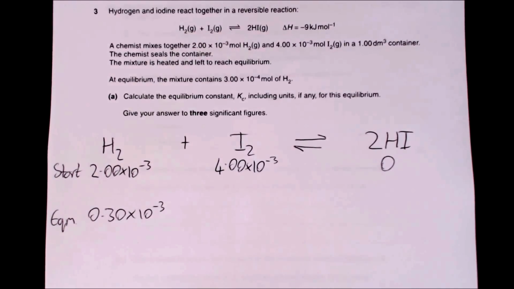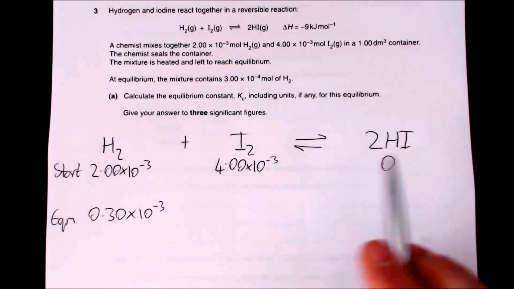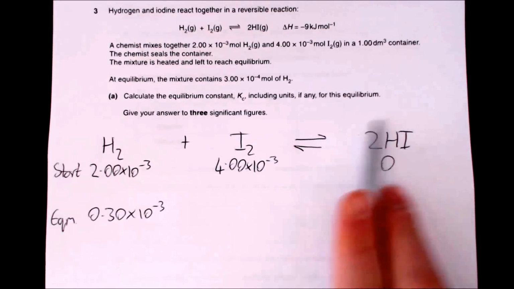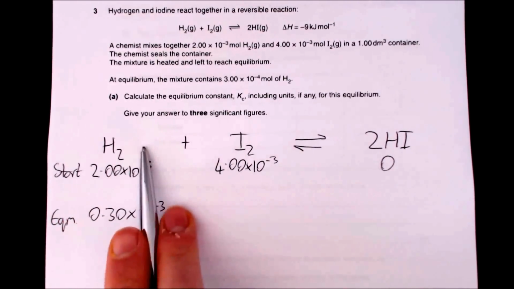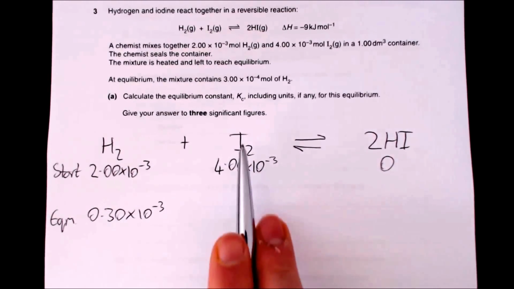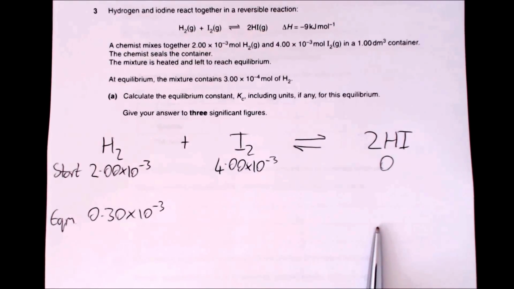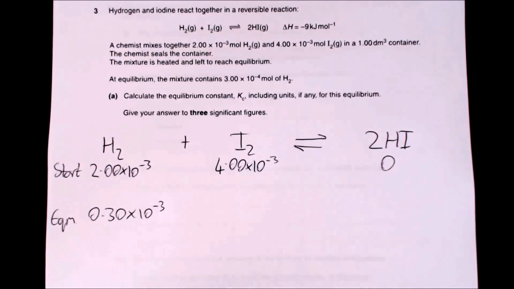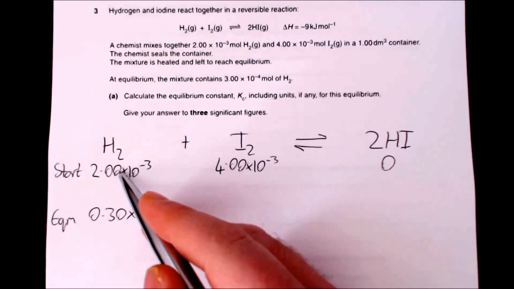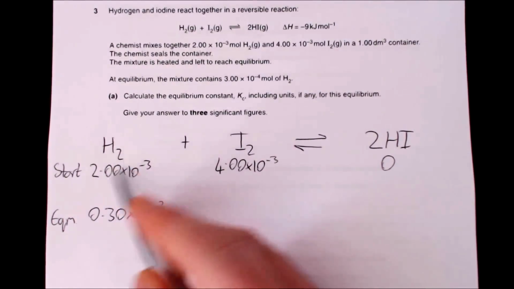Okay, right, so now what we need to do is work out Kc. Now Kc is basically the concentration of products over reactants here. So we need to work out the equilibrium moles of iodine and HI as well. To do that, we need to work out the difference here. So how much has this dropped by? Because this has been used up.